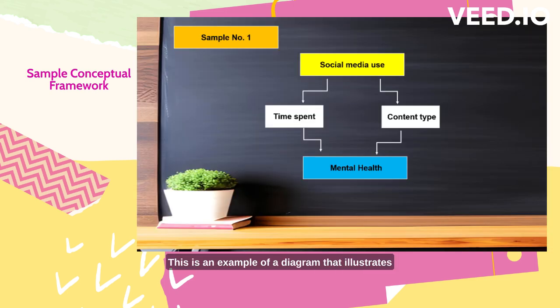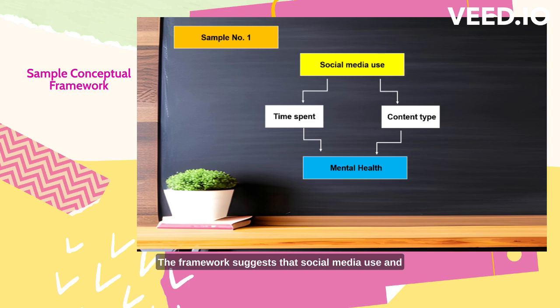This is an example of a diagram that illustrates the conceptual framework for a research study on how the use of social media relates to mental health. In this conceptual framework, the central focus is on the correlation between social media use and mental health. The two main factors influencing this relationship are time spent on social media and content type consumed. Time spent is the total time a person spends on social media platforms. In contrast, content type refers to the nature of the consumed material, for example, positive, negative, or neutral.